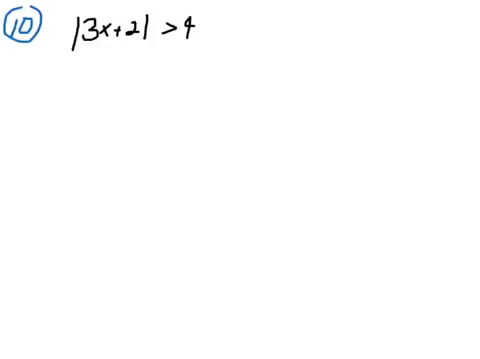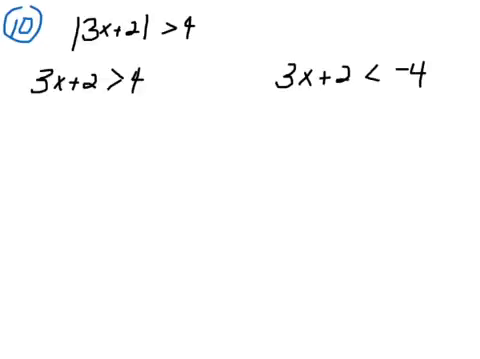So if you remember with the greater than ones, it splits up into two inequalities. And one of them, you copy down what you see without the absolute value sign. So we have 3x plus 2 greater than 4. But then we say also it could be that 3x plus 2 is less than negative 4. So this one is the tricky one. You reverse the inequality sign and you put the negative of that 4 there.